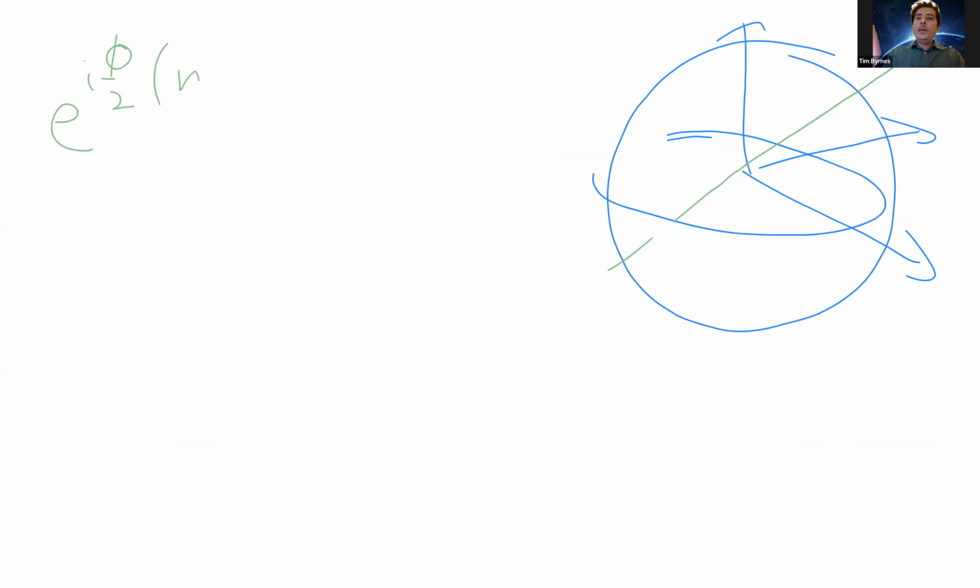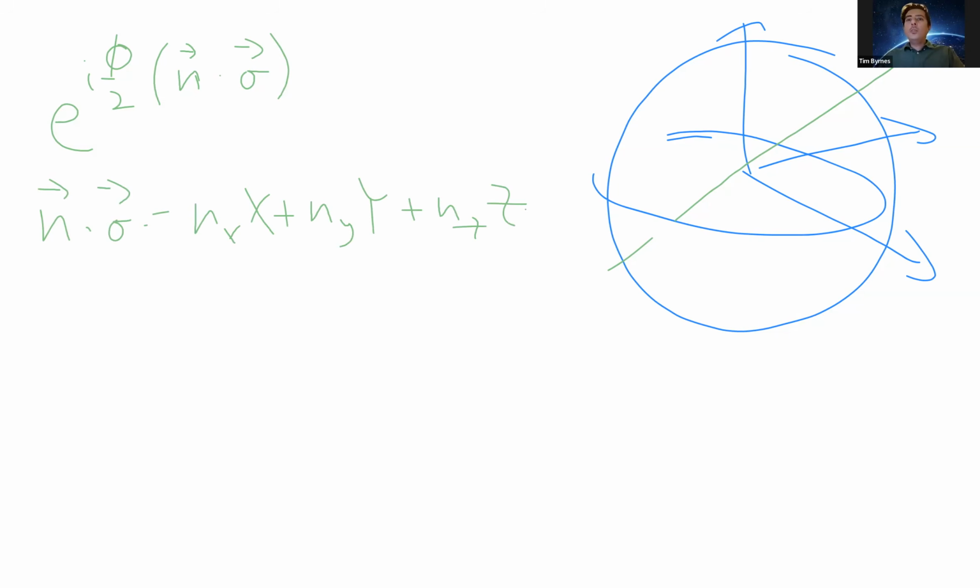So let me write that. If you've got n dot sigma, and this is nx X plus ny Y plus nz Z. Okay, so this thing you can write in terms of the sine and the cosine in exactly the same way as we've been doing for the other Pauli matrices, because actually you can work out that n dot sigma, squared, is also equal to identity.